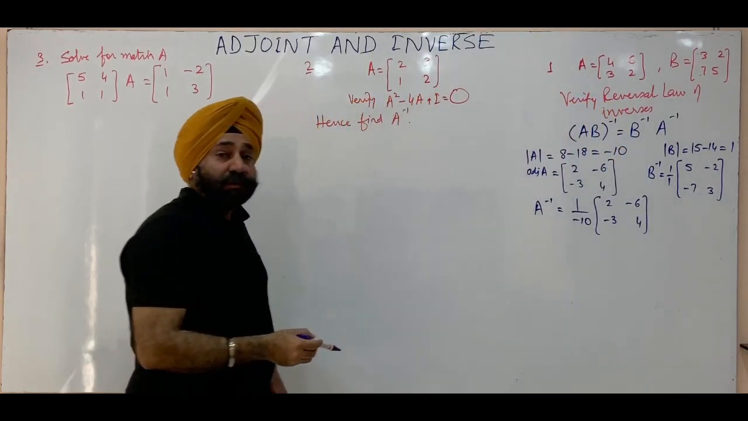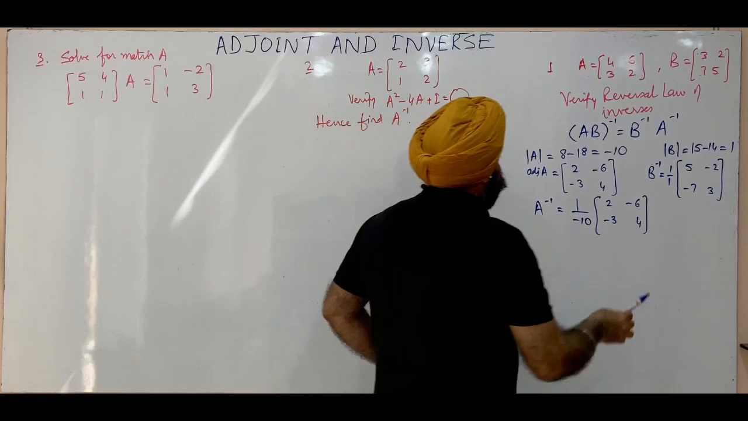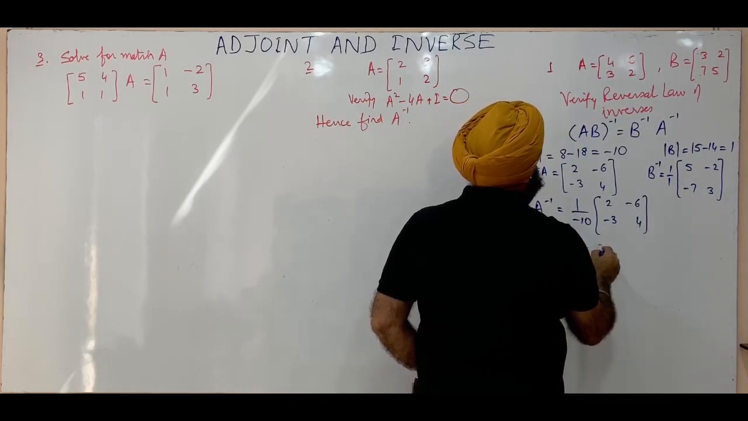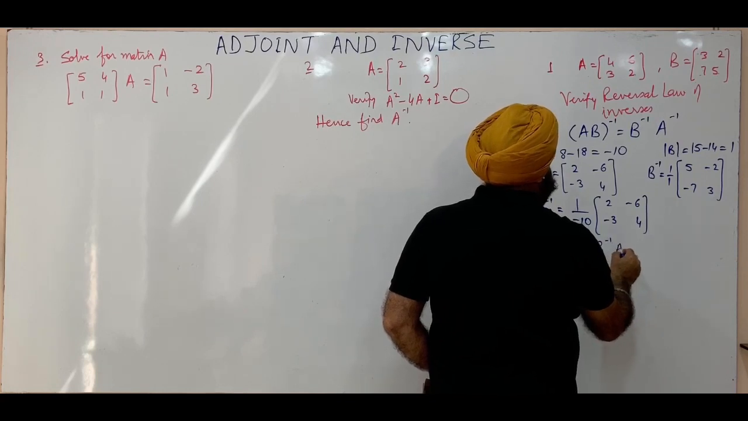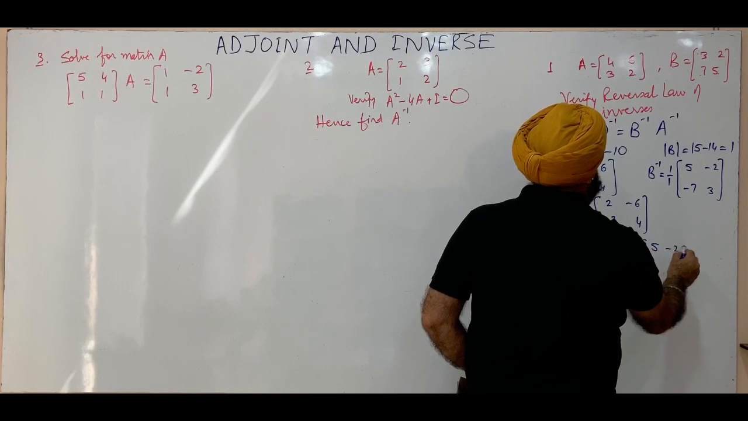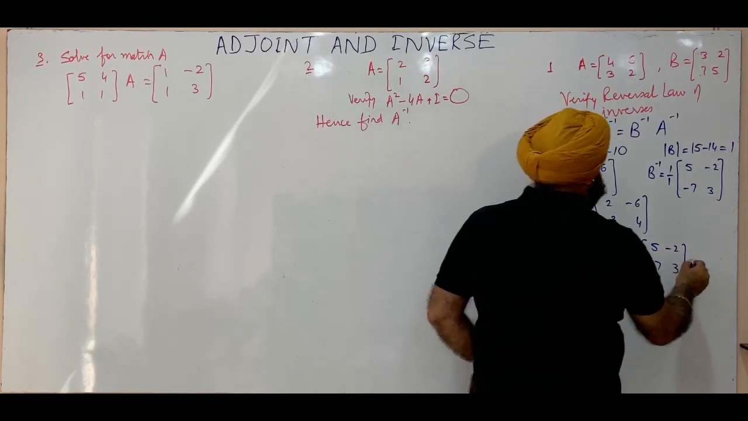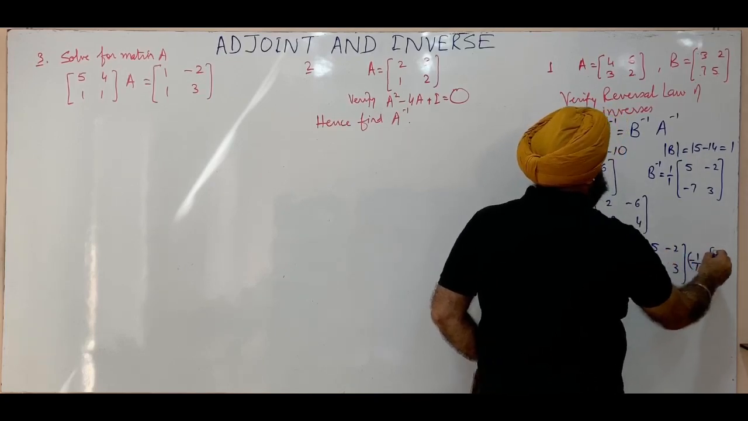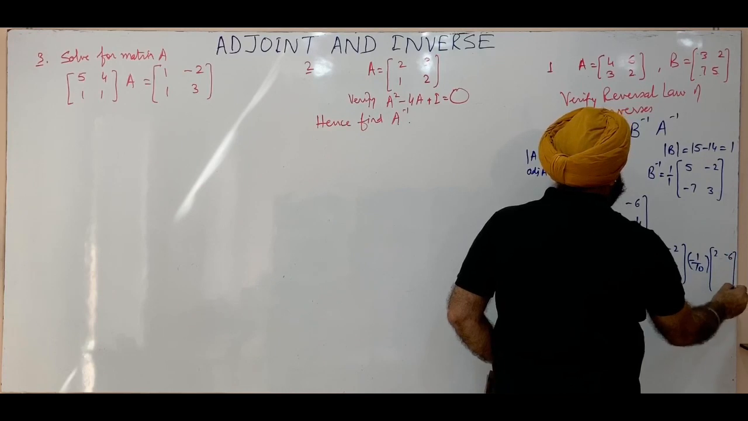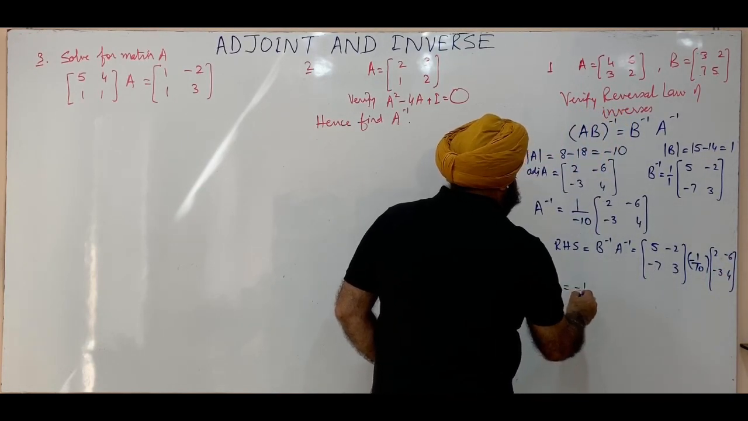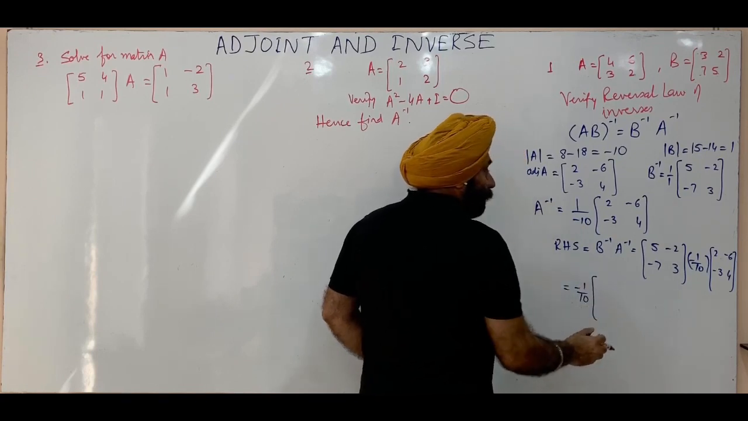From A inverse and B inverse, we can find out the right hand side. Let's evaluate right hand side. Is B inverse into A inverse. This is B inverse. This is minus 7. This is 3 into A inverse. Let's write outside. Then this is 2 minus 6 minus 3. This is 4. This is minus 1 by 10.